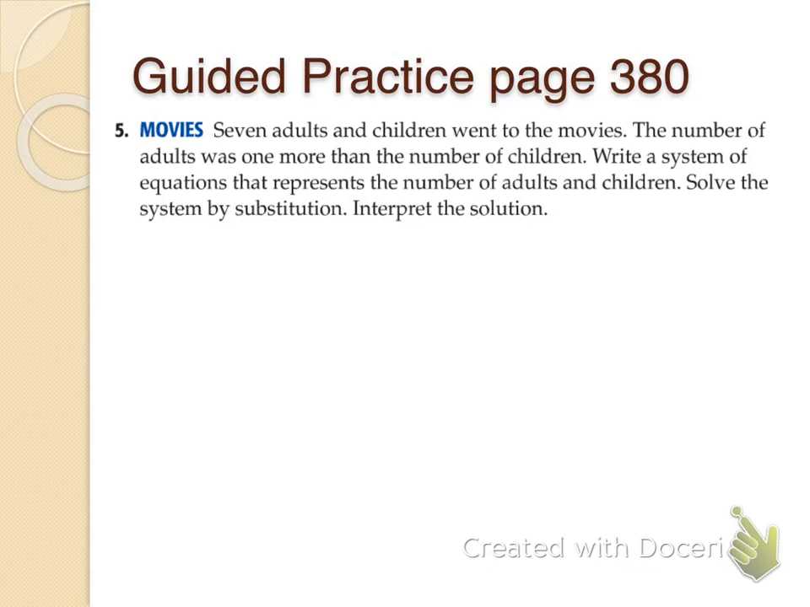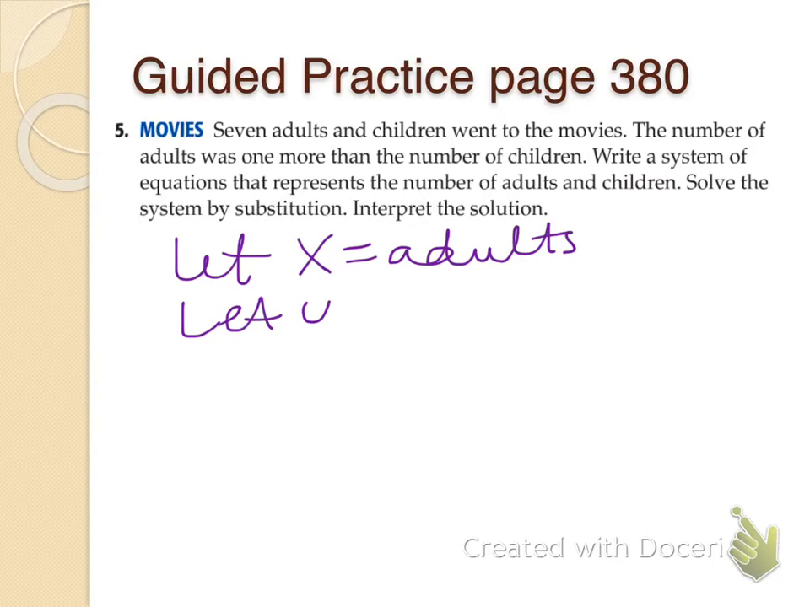All right. Last example. 7 adults and children went to the movies. The number of adults was 1 more than the number of children. Write a system of equations that represents the number of adults and children. Solve the system by substitution. Okay, so I know I've got adults and children, so I'm going to say let x equal adults, let y equal children.